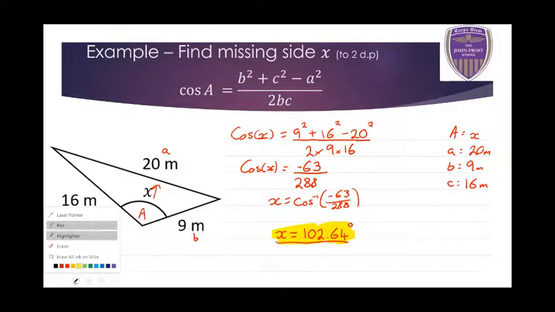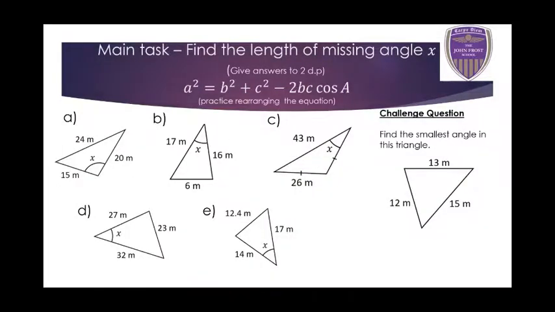Okay. So that's 3 examples for you. Let's have a look at the main task now. Okay. So here we go. We've got 5 questions for you, and we've also got the challenge question as well. Now, I've given you the original cosine rule formula up here. That's because I want you to have a go at rearranging this so you can get the equation for finding missing angles, okay? So make sure you practice rearranging this equation, because you're going to have to do that in the exam, okay? So pause the video and have a go at these 5 questions, okay? Best of luck.